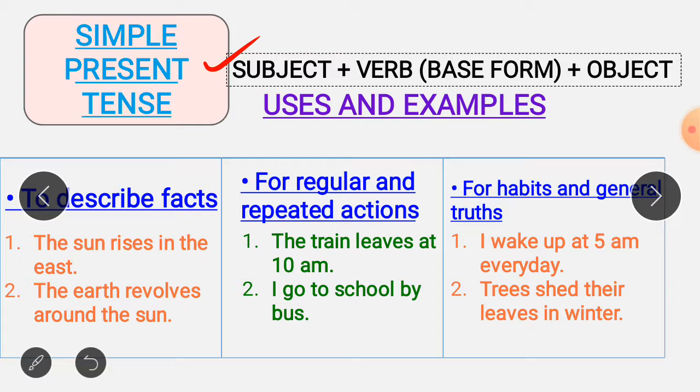Now let's look at another use: regular and repeated action. This means actions which go on at repeated time periods. For example, the train leaves at 10 a.m. I go to school by bus. Then, habits and general truth. In this one, simple present tense is used for showing habitual things and general truths. For example, I wake up at 5 a.m. every day. It's a habitual thing. Trees shed their leaves in winter. It's a general truth.